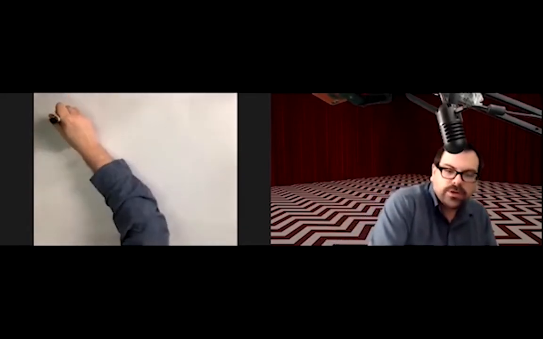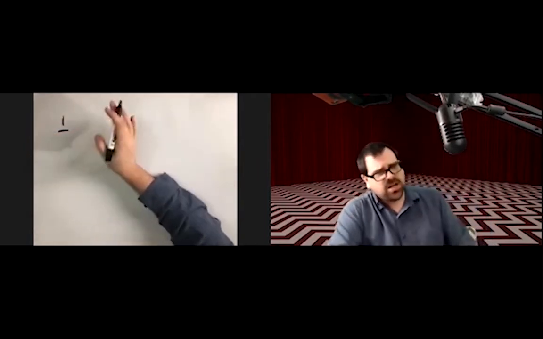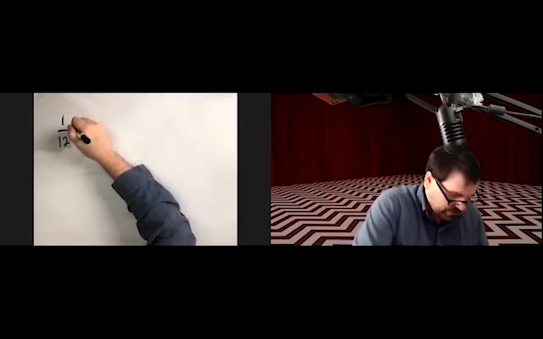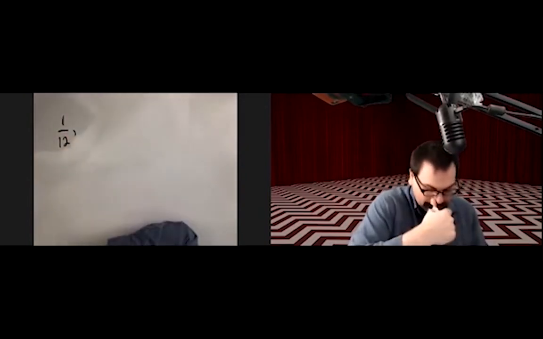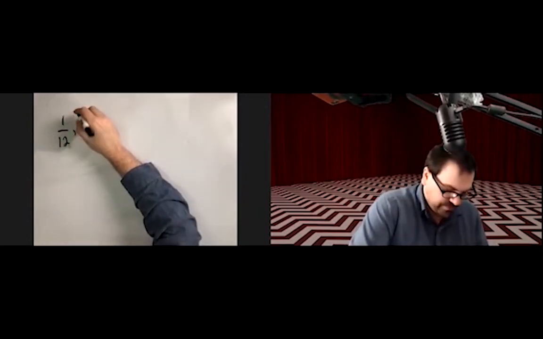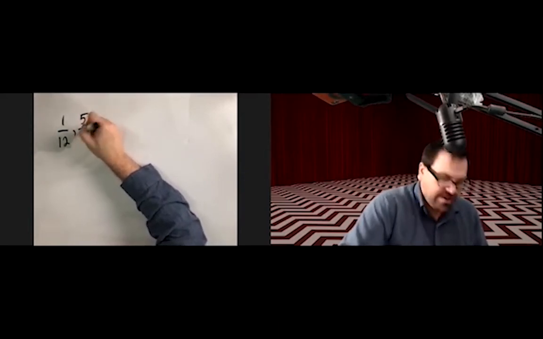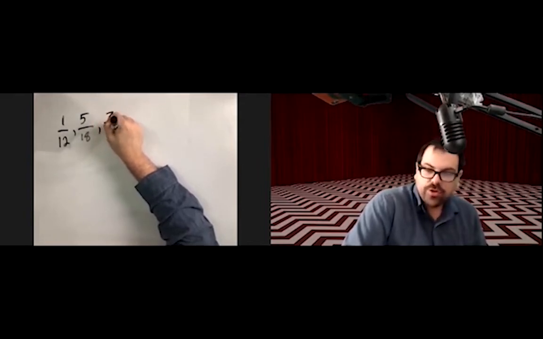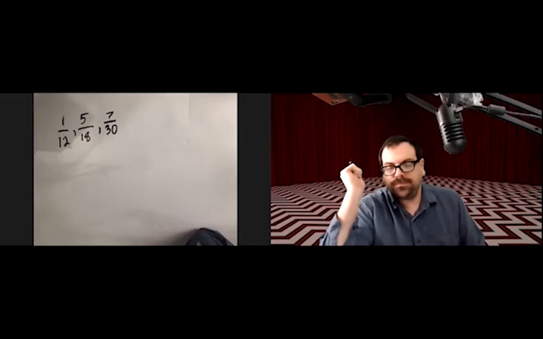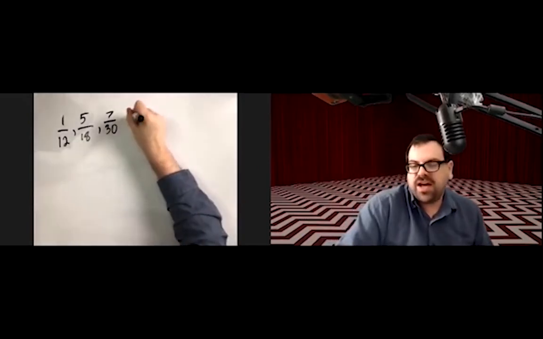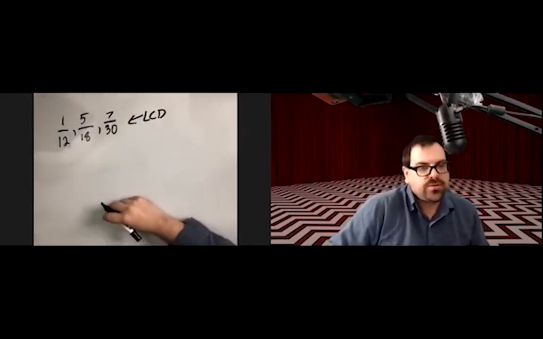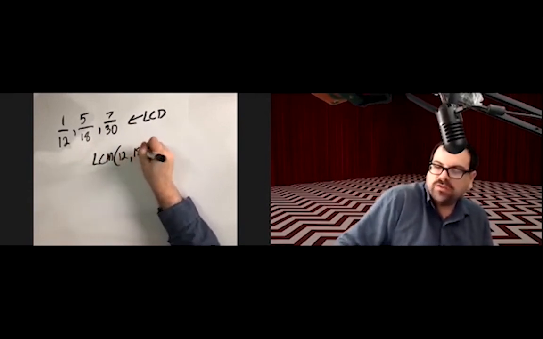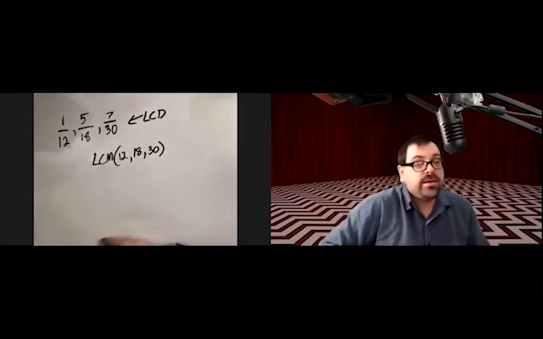Let's do a little bit more work just finding the LCD. Let's not add or subtract any of these since we're building up to a bigger problem. Let's find the LCD, least common denominator, of 1/12, 5/18, and 7/30. To find the LCD of those three fractions, we would need the least common multiple of the three denominators of 12, 18, and 30.